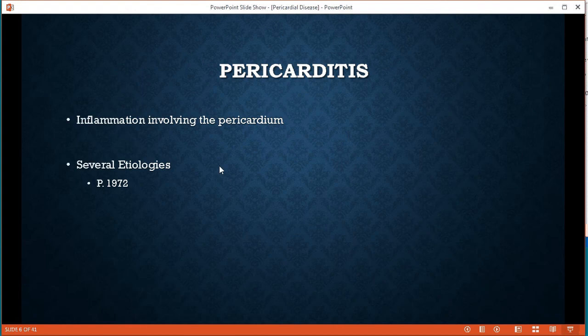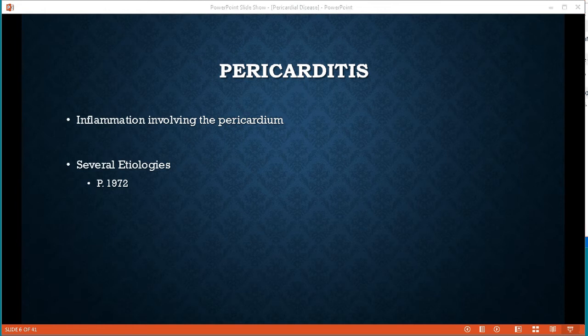Okay, so when you think about pericarditis, you're just thinking about somebody who has some type of inflammatory response that involves the pericardium. And if you look in your book on page 1972, this is the Harrison's Principles text, there are several different etiologies. You can have infectious etiologies, and you can have non-infectious etiologies.